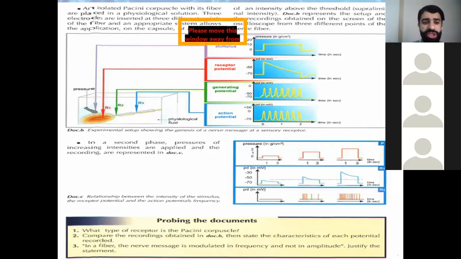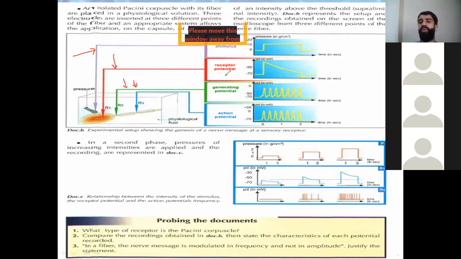Document B, which is this document, shows the recording obtained on the screen of the oscilloscope from three different points of the nerve fiber. So let's start step by step to explain this. First, we have the stimulus, which exerts the pressure, the one in violet. Then we have the receptor potential, the one in red. We have the generator potential and we have the action potential. Let's start step by step.